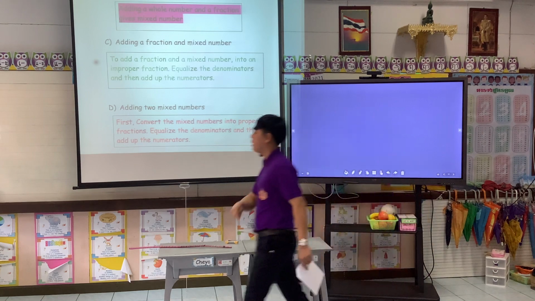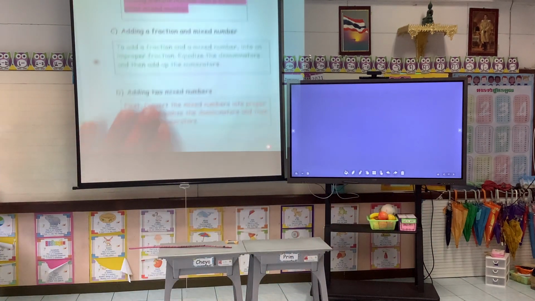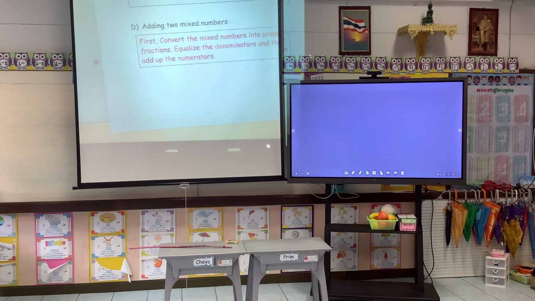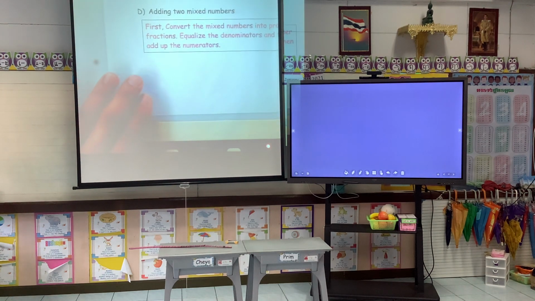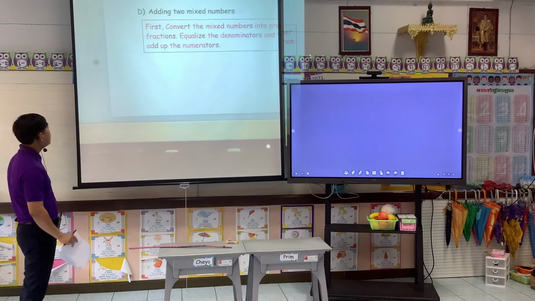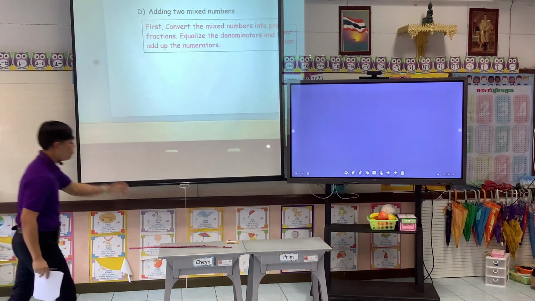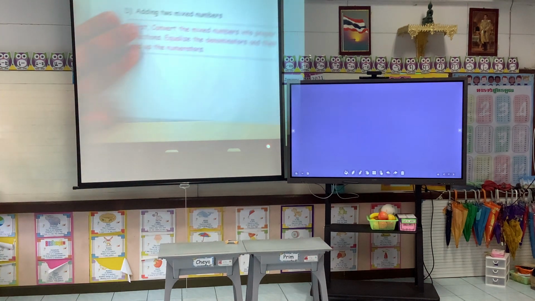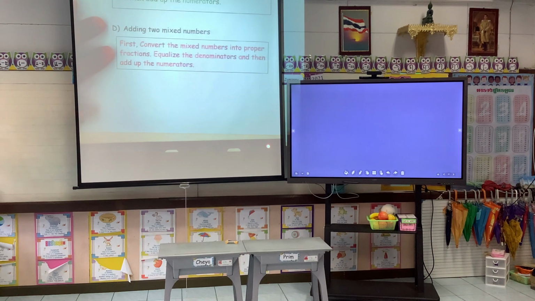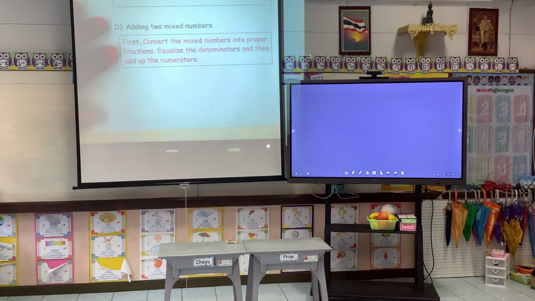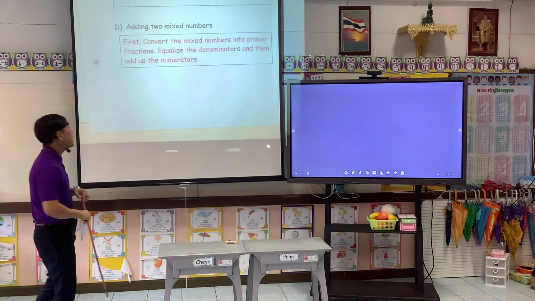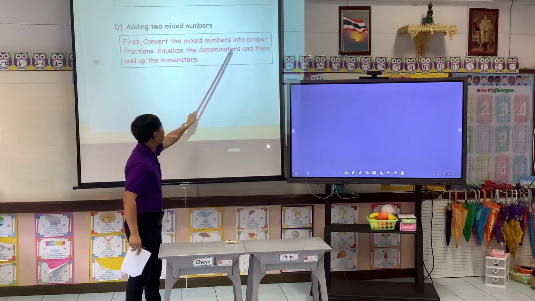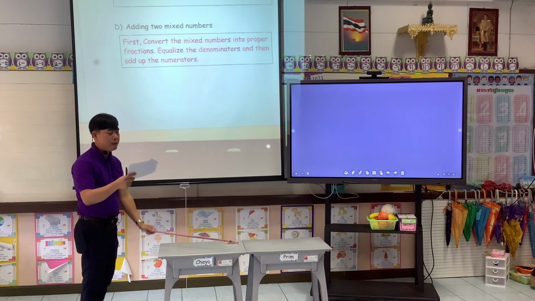Letter D. What is letter D? Adding two mixed numbers. I think it is quite difficult. Adding two mixed numbers means first convert the mixed numbers into improper fractions, where the numerator is bigger than the denominator. Then equalize the denominators and add up the numerators.